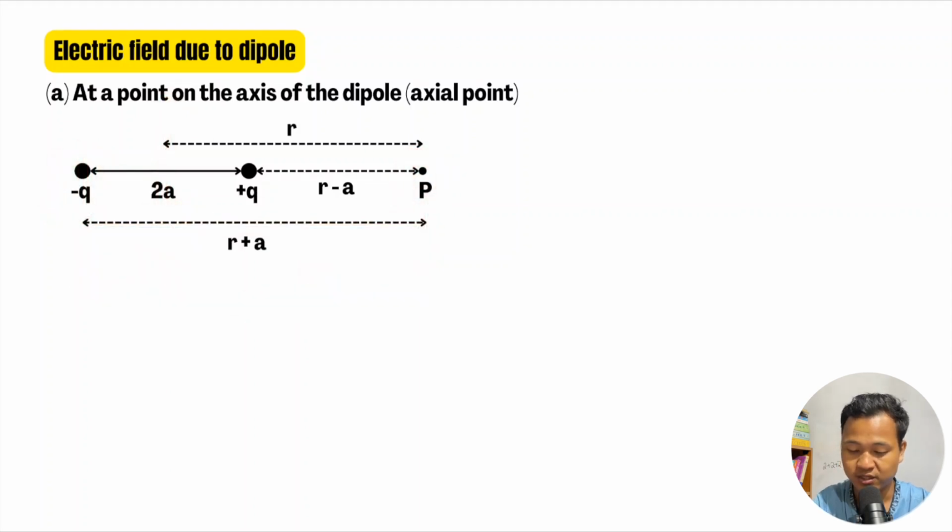Okay, at point P, the electric field due to plus Q. Plus Q should be away from the charge. So due to plus Q we have electric field along this side. So that means KQ divided by R minus A the whole square.